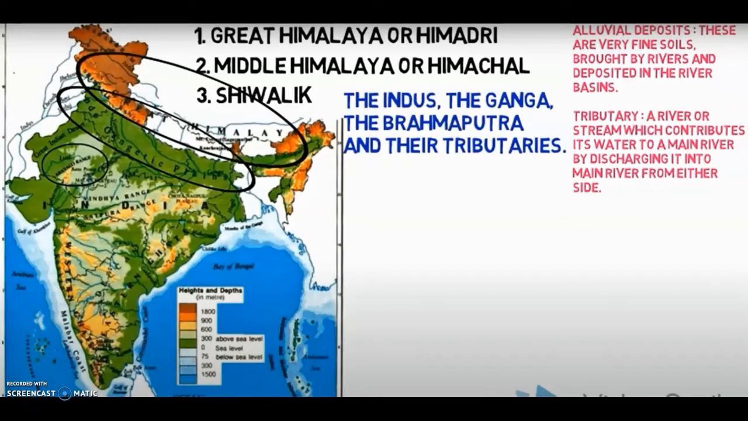Children, what do you mean by alluvial deposits? These are very fine soils brought by rivers and deposited in the river basins. Then what do you mean by tributary? Yes, a river or stream which contributes its water to a main river by discharging it into the main river from either side. Okay, you just take your textbook and figure 6.1.